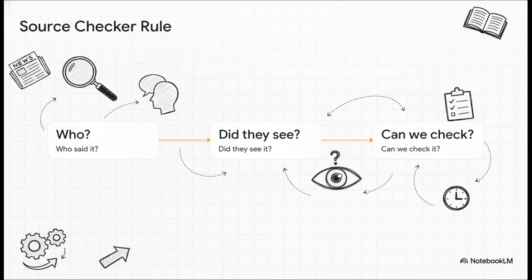Now, the crucial point here is how the students actually use these resources. They get specific roles, like editor-in-chief and reporter-manager, but the absolute spine of the simulation is the source checker. Before a team can even vote on publishing a story, the source checker has to read the pitch out loud and ask 3 absolutely vital questions. Who said it? Did they actually see it? And can we check it?